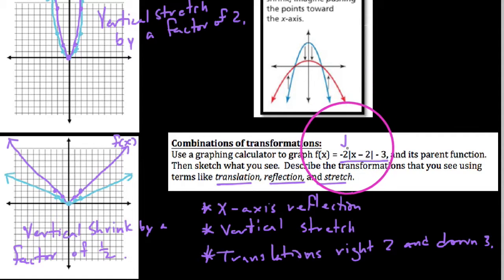For instance, here I knew this was vertically stretched by a factor of 2. Since it's negative, we're going to have a reflection. And this is going to shift it right 2 and down 3.